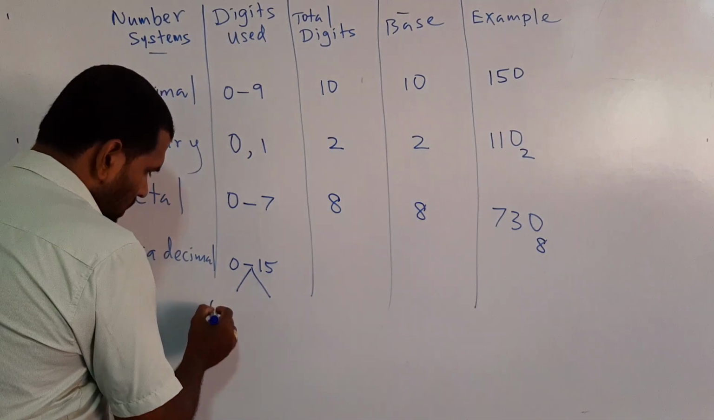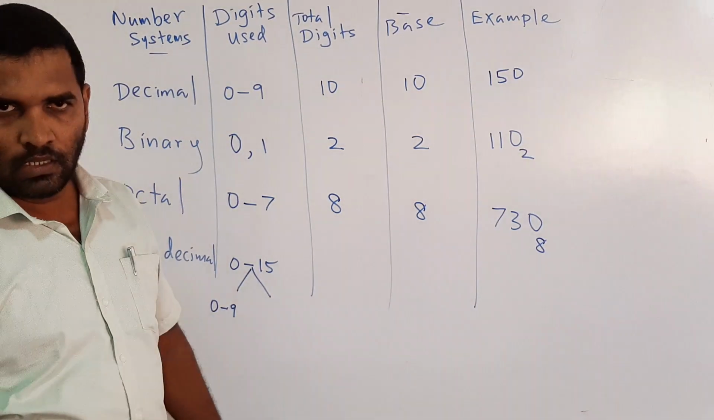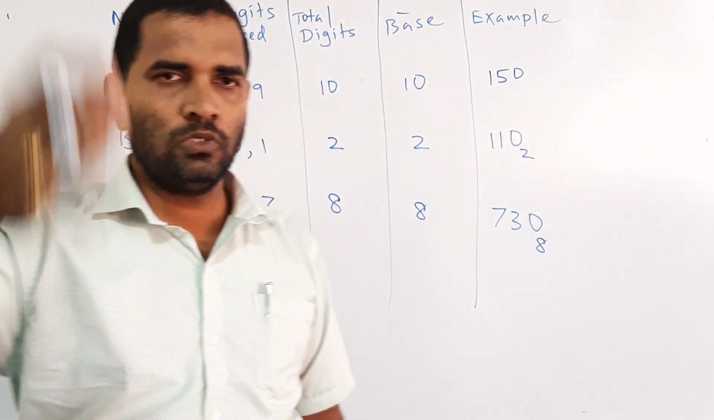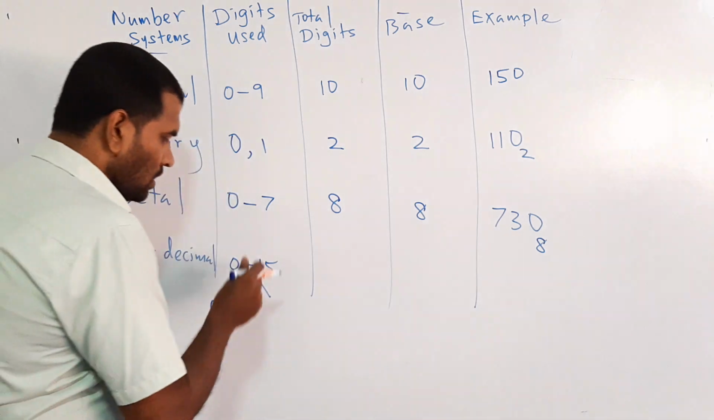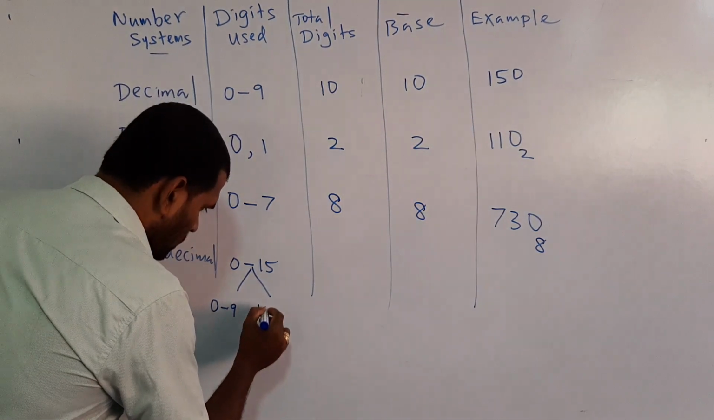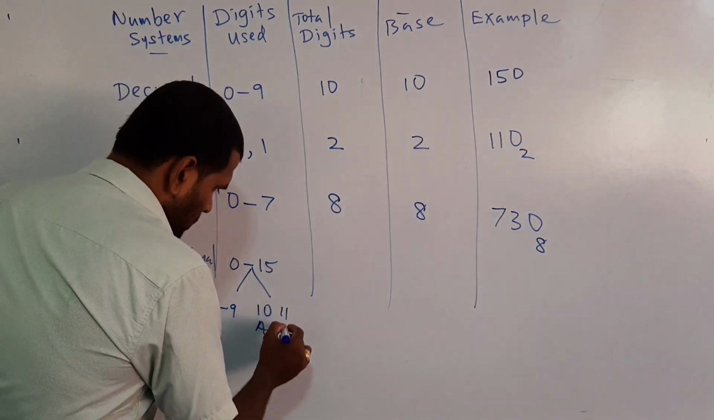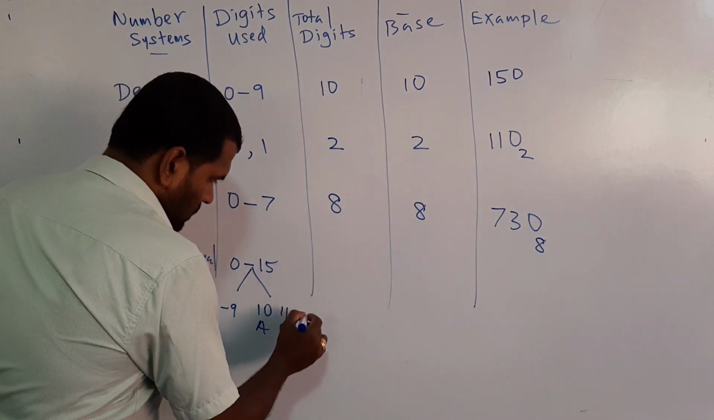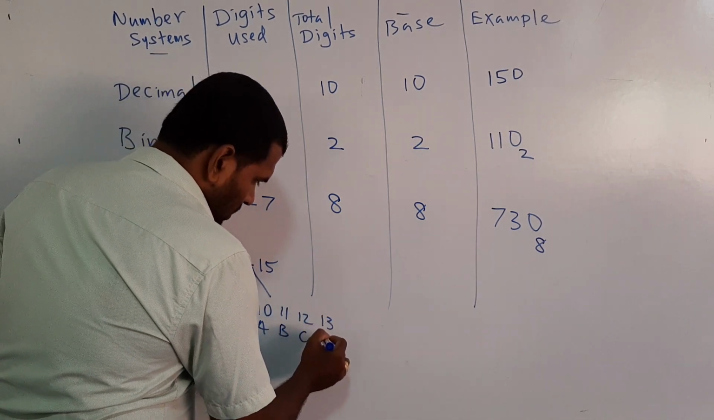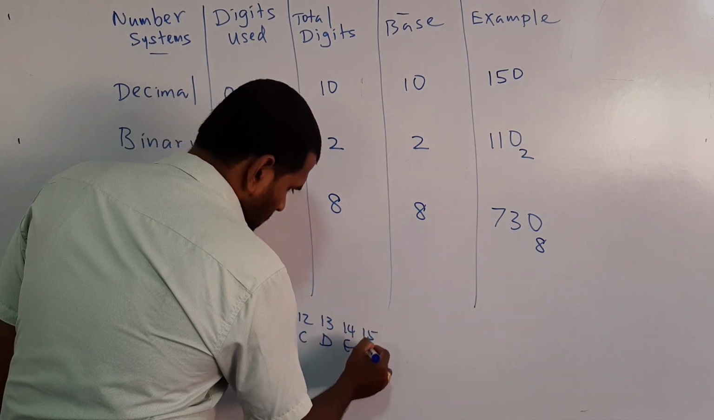The first half would be numbers 0 to 9. Right? So 0 to 9 can be numbers. For the rest, which means 10, 11, 12, 13, 14 and 15, we use alphabets. So 10 is represented by A, 11 is represented by B, 12 is represented by C, 13 is represented by D, 14 by E, and 15 would be F.